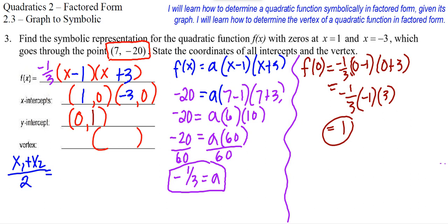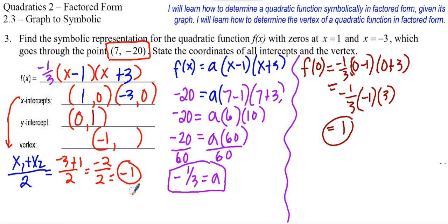Okay, what else are we missing? We have the x-intercepts and the y-intercept. Oh, we don't have our vertex yet. Let's get our vertex. How do we get the x of the vertex again? We add the two zeros, the two x's of the x-intercepts, and divide by 2. I have negative 3 plus 1, divided by 2. Hopefully that is making sense. Negative 2 divided by 2 is negative 1. So the x of the vertex is negative 1.